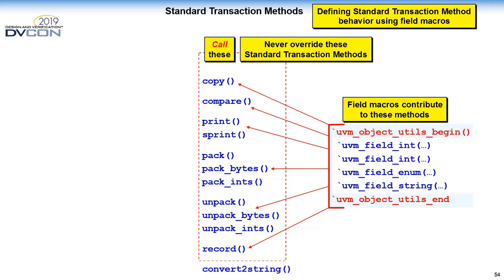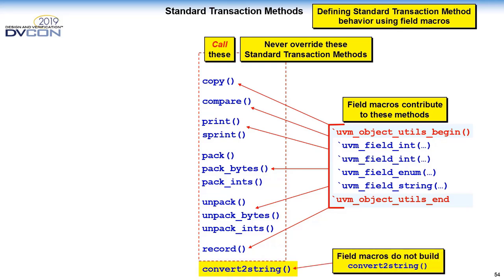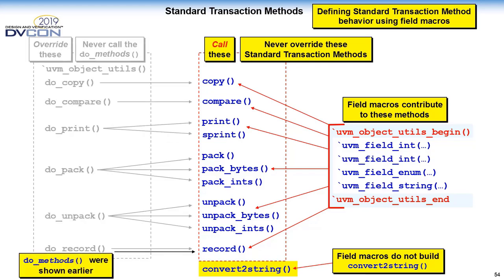Well, actually, each of those commands is calling that huge field macro function with a large case statement for each variable. There has to be that large case statement to represent each variable, and it's going to go in and say, am I doing a copy, a compare, what am I doing? What type of operation? It can perform any of those operations right there. You still have to code up the convert to string yourself. You do override that one, and you call that one directly. And we've already talked about the do methods.